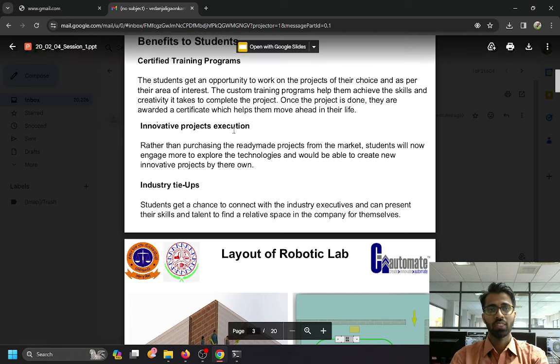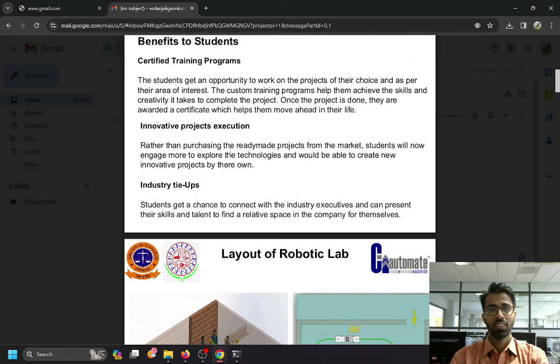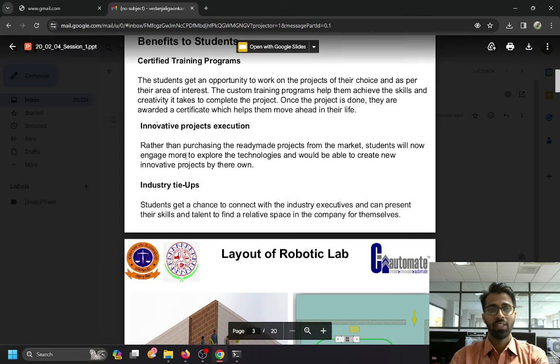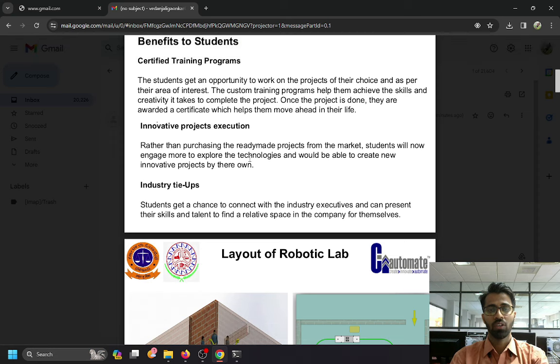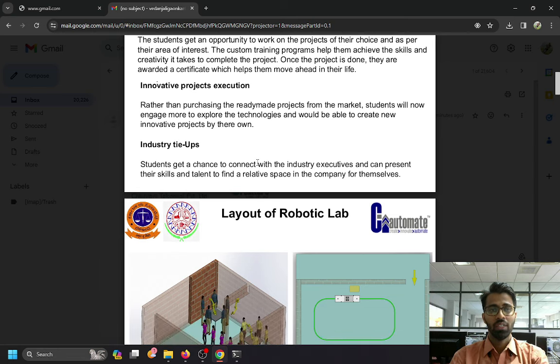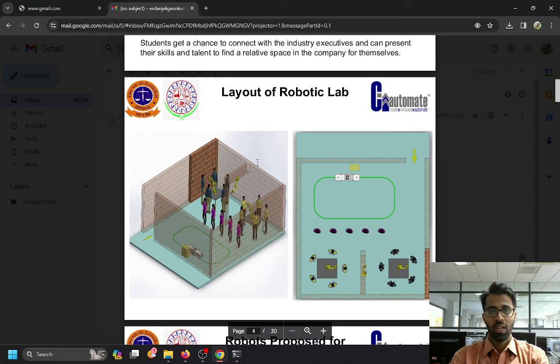Innovative project execution: rather than purchasing ready-made projects from the market, students will now engage more to explore the technologies and will be able to create new innovative projects on their own. Industry tie-ups: students get the chance to connect with industry executives and can present their skills and talent to find a relevant place in a company for themselves. Layout of the robotics lab.